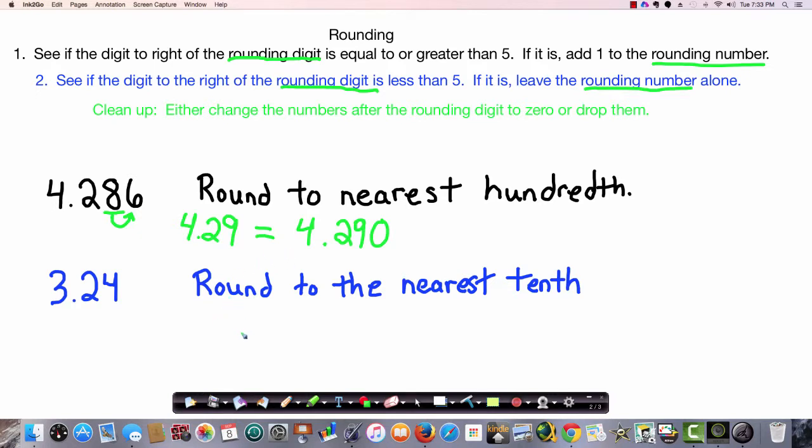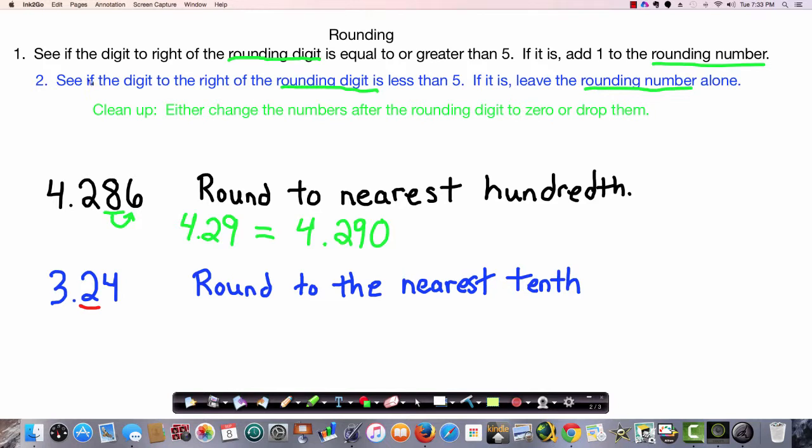All right, so let's go to another number. Okay, so again, we're going to go to the rounding digit first, and we're going to underline it. So on this one, it says round to the nearest tenth. Well, if I go to the decimal, I know that the first value next to the decimal is the tenth value. And so I can immediately underline the tenth value. Okay, that is the rounding number.